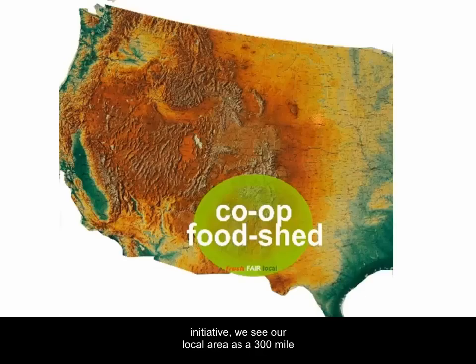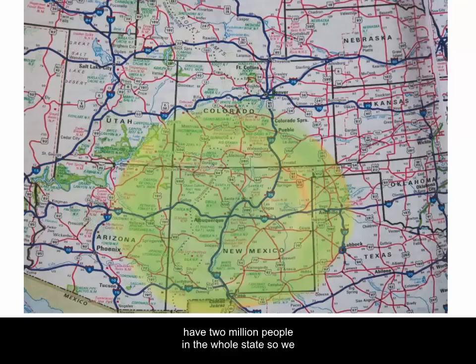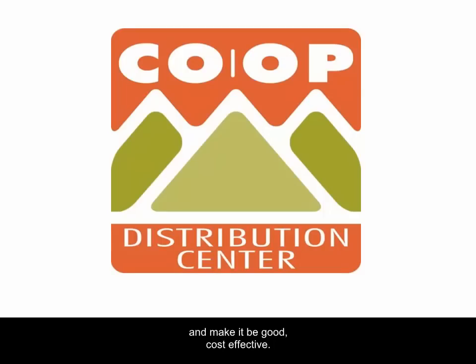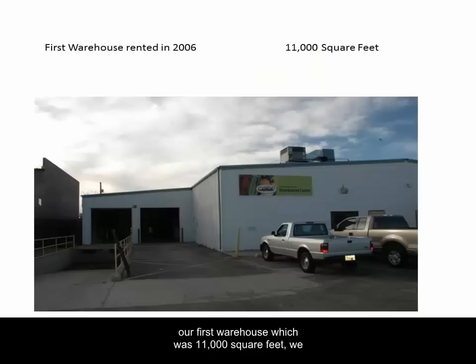We see our local area as a 300-mile radius around Albuquerque because, like Montana, we have very vast spaces in between. We only have 2 million people in the whole state. So we travel far distances, and it's really hard sometimes to make those distances pay and be cost effective. We started our Co-op distribution center in 2006. We rented our first warehouse, which was 11,000 square feet. We pretty soon realized that to get to the economy of scale that we needed to do what we wanted to do for the community as a co-op, we needed more space.